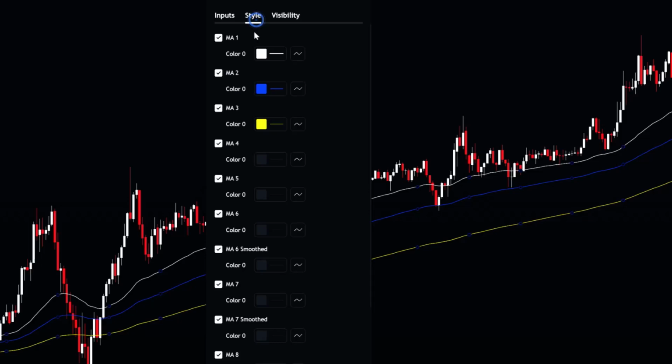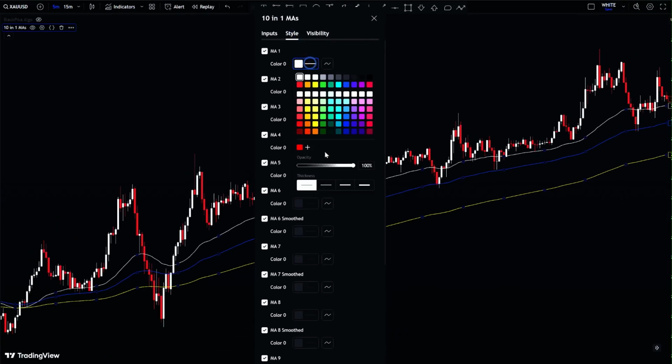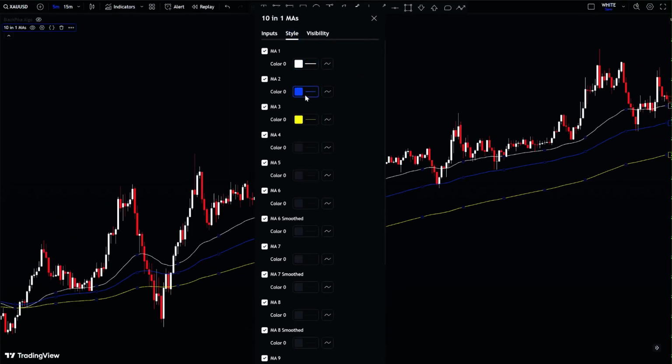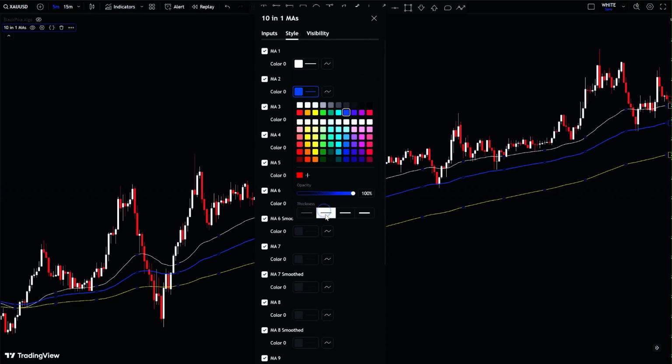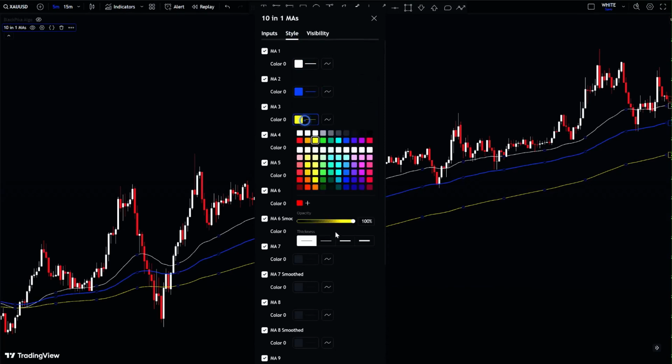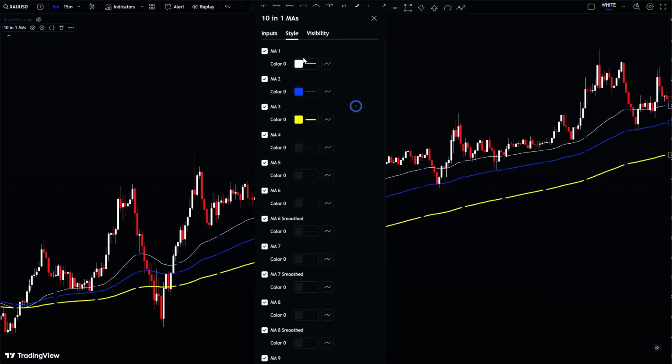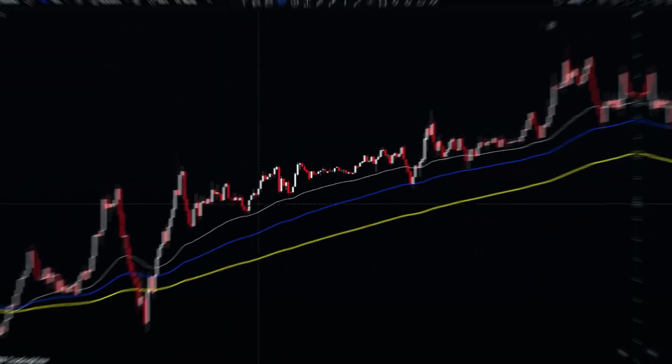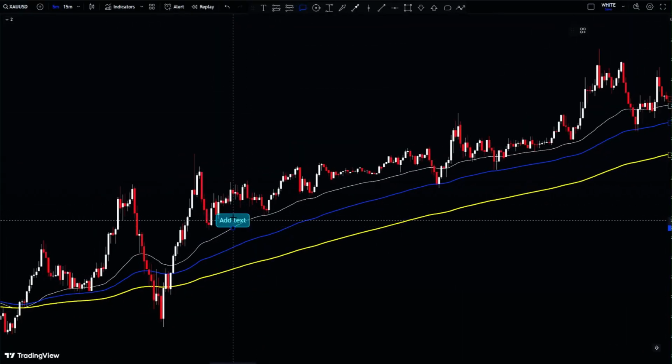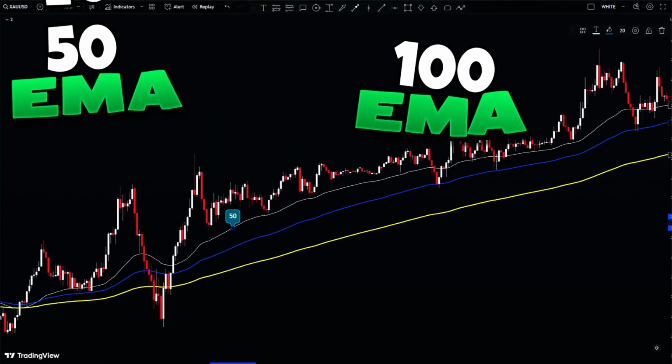Last but not least, let's head over to the style section. Here you can change the colors and thickness of the moving average lines to make them easier to read and more pleasing to the eye. And that's all there is to it. We've got 3 moving averages to work with: the 50, 100 and 200.